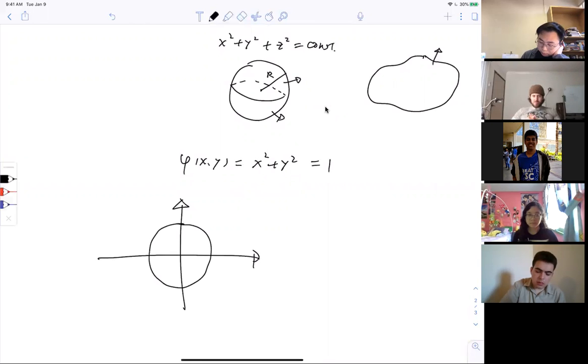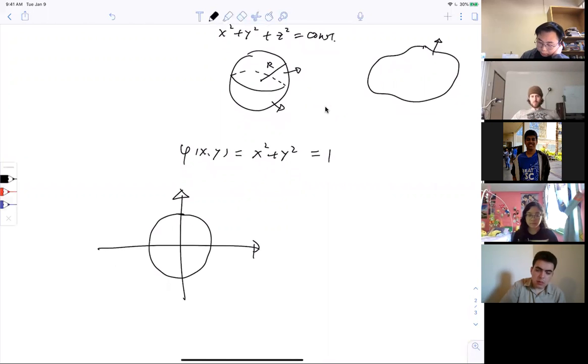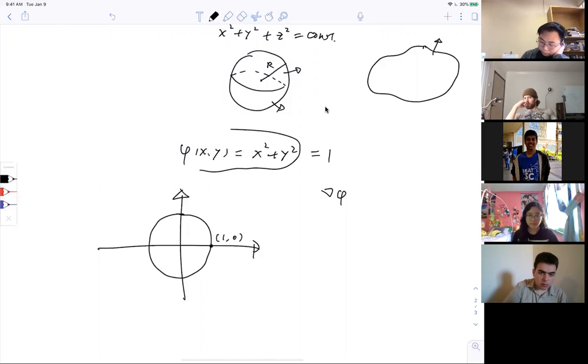Then it's a circle, right? With a radius 1. This point is (1, 0). So let's take the gradient of this scalar field at this point, at this (1, 0) point.